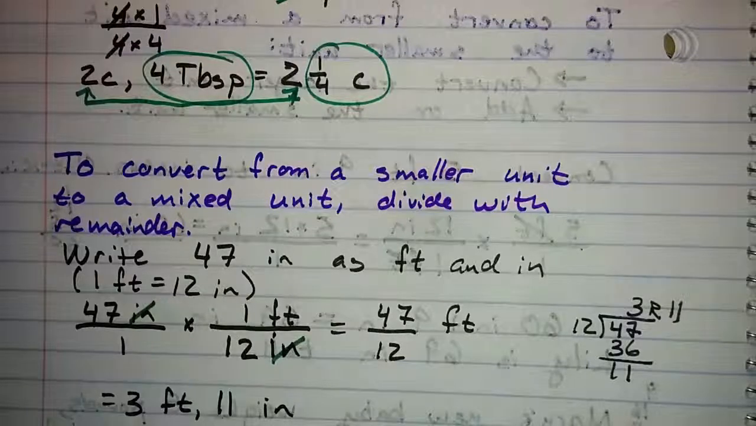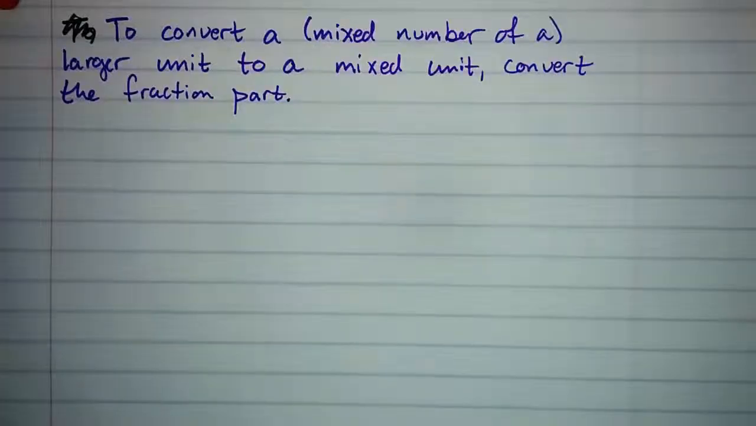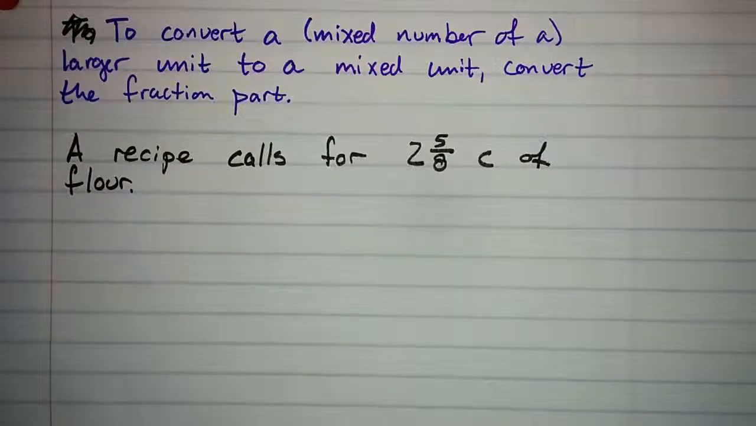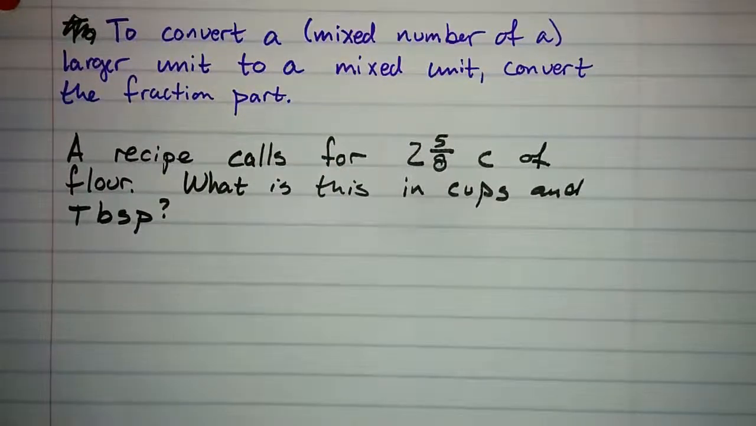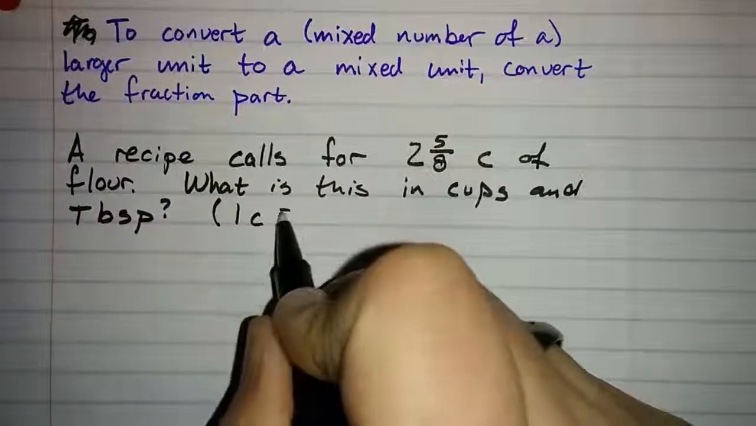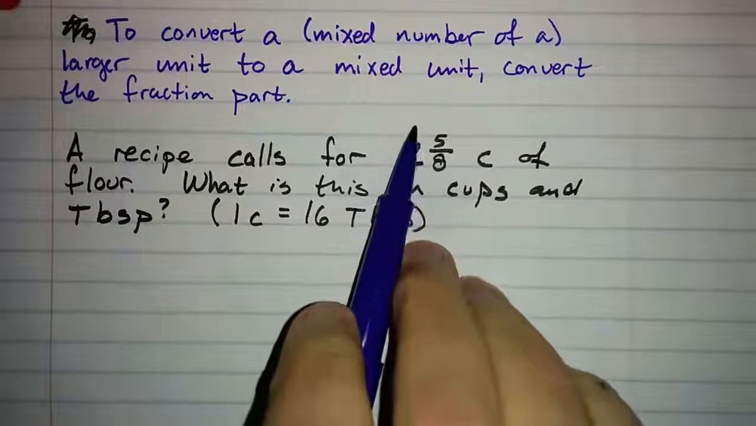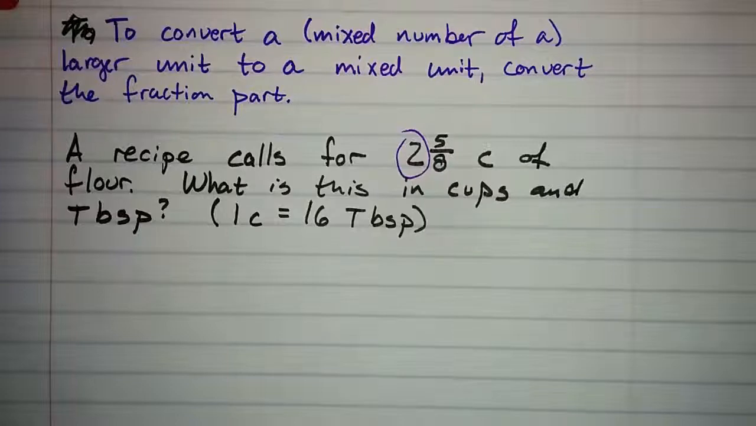On the other hand, if we start with the larger unit, it had better be as a mixed number if we want to convert to a mixed unit. To convert a mixed number of a larger unit to a mixed unit, we just convert the fraction part. So if, for example, I've just rescaled a recipe, and I have a recipe that calls for 2 5/8 cup of flour, and I want to know what is this in cups and tablespoons, keeping in mind that 1 cup is 16 tablespoons. Well, I know that the whole number part is going to become the number of cups.